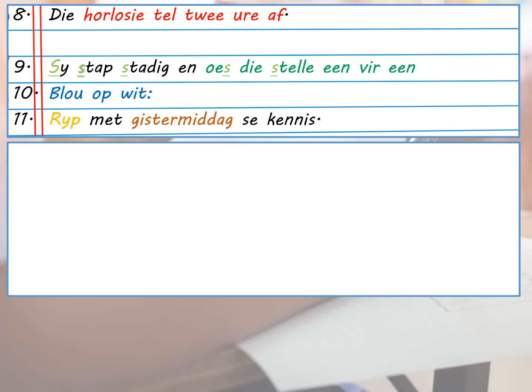The clock counts down 2 hours. She walks slowly and harvests the sets one by one, blue on white, ripe with yesterday afternoon's knowledge.